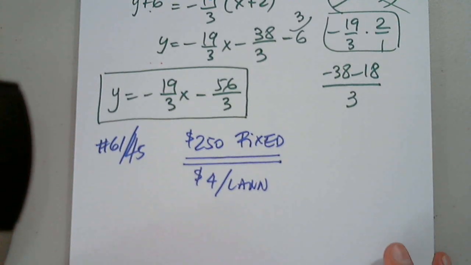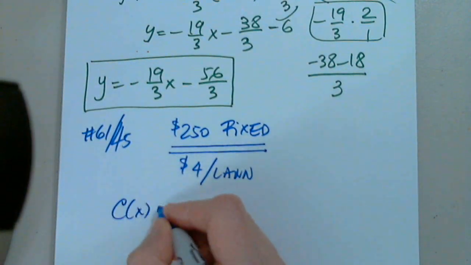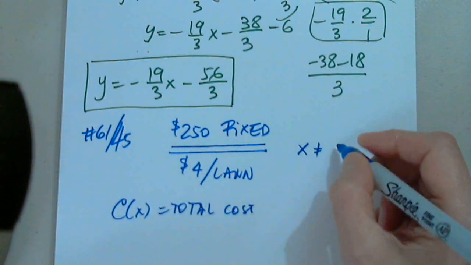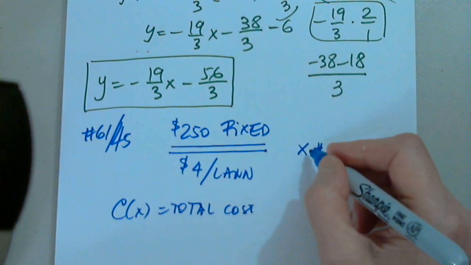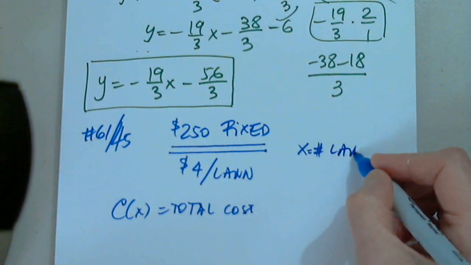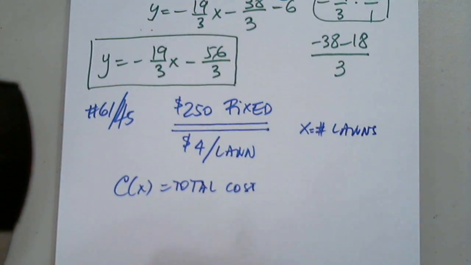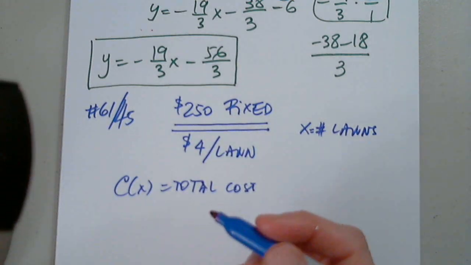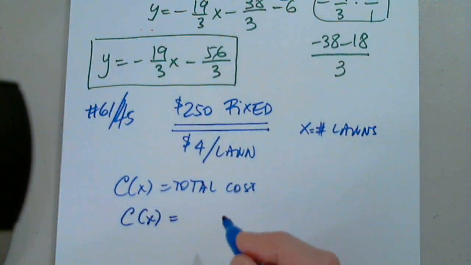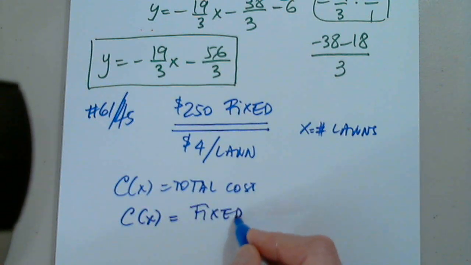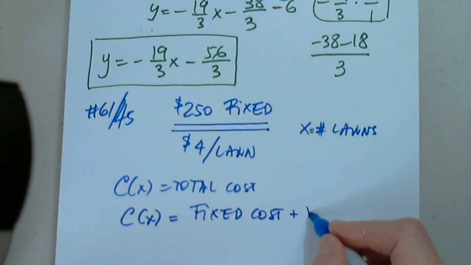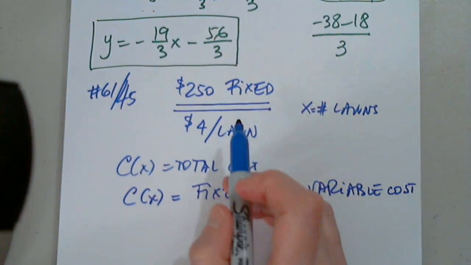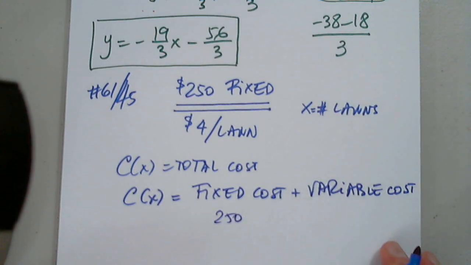So here's what my notes are. C of x, total cost. X is the number of lawns. So we also know from your past experience with math that the total cost equals the fixed cost plus variable. Well, the fixed cost is his equipment in this case.